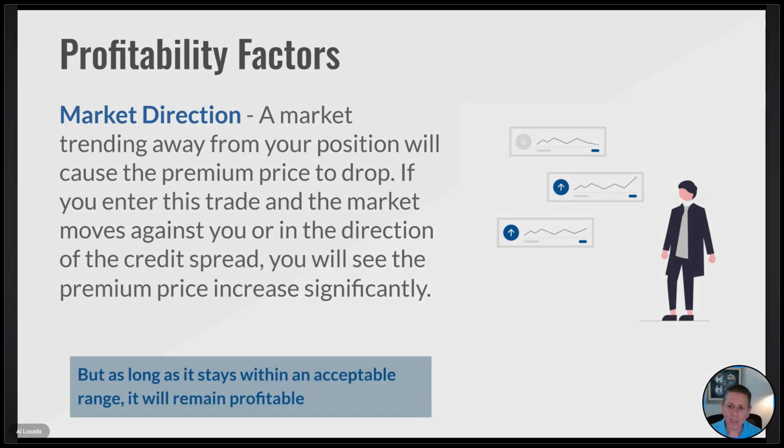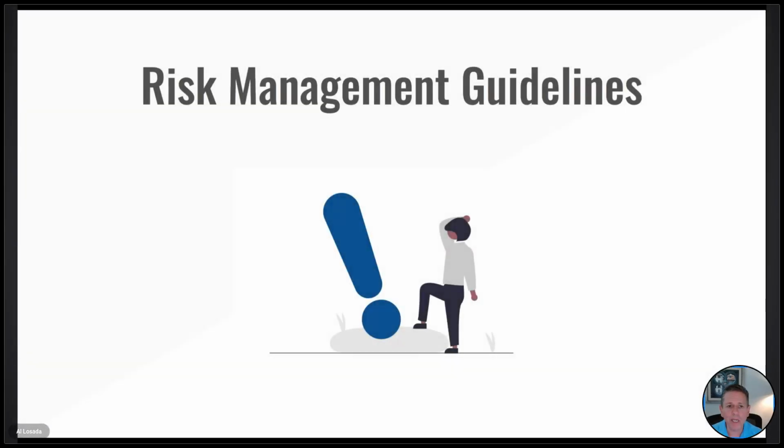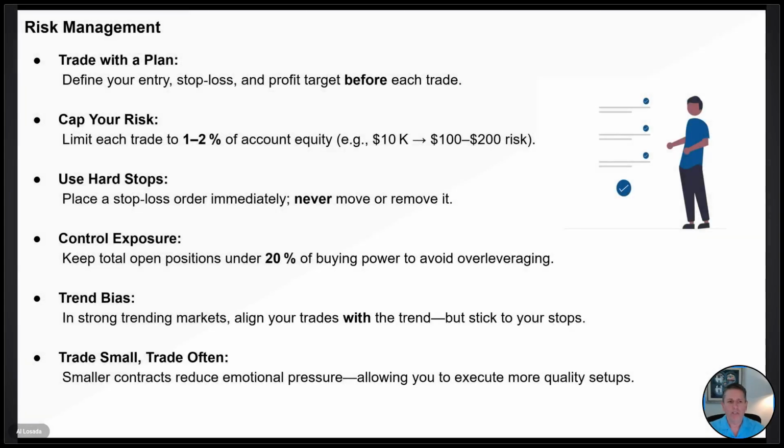So let's talk about risk management guidelines. Trade with a plan. That's number one: define your entry, stop loss, and profit target before each trade. Number two, cap your risk. Make sure that you're trading 1 to 2% of your capital.